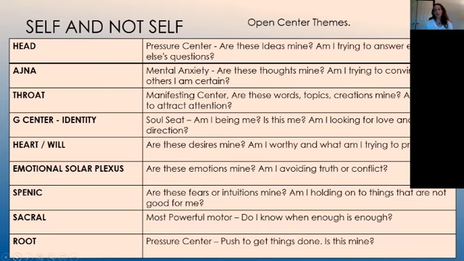If you're a projector, you rest. If you're a manifester, you go in and out. You rest, you do, you rest, you do. If your root center is open, you have the tendency to feel the pressure of other people around you.